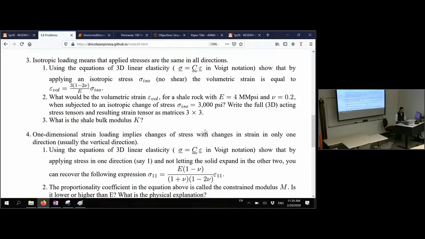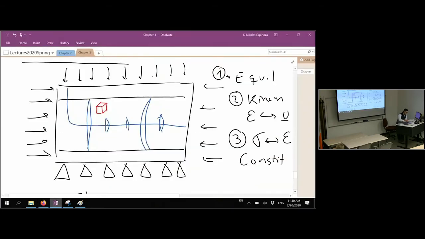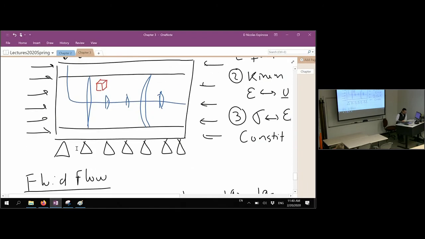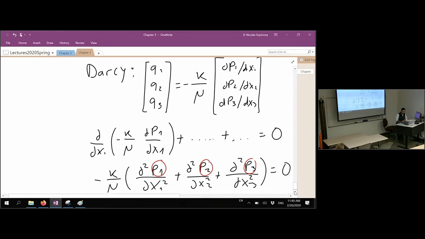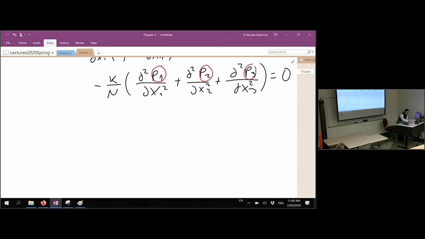All right. And now we are into the homework due for next Thursday. And this is the first problem, number three. In problem number three, what you have to do is use the equations of linear elasticity in the matrix form, stress equal stiffness matrix times strain, to compute the bulk modulus. Let me explain that a little bit more in detail over here. So this is going to be the homework.